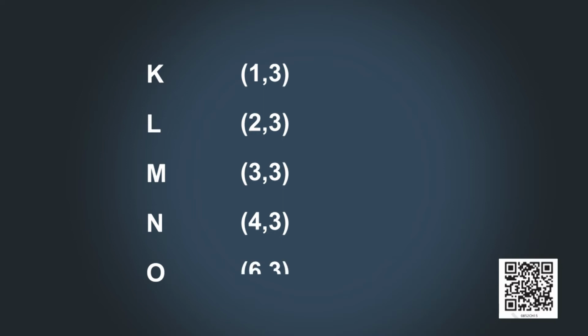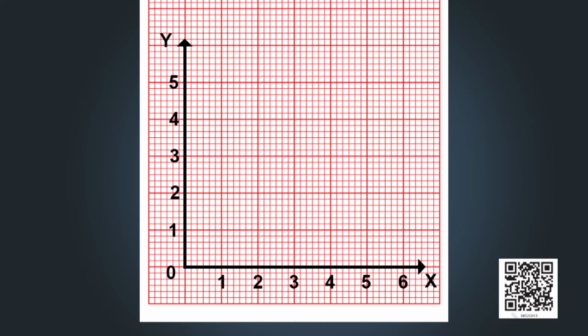We will plot a few more graphs. The coordinates of the points K, L, M, N, O are (1, 3), (2, 3), (3, 3), (4, 3), (6, 3) respectively. We will plot K, L, M, N, O on the graph paper. Here we can observe that all the points lie on a straight line. This line is parallel to the x-axis.